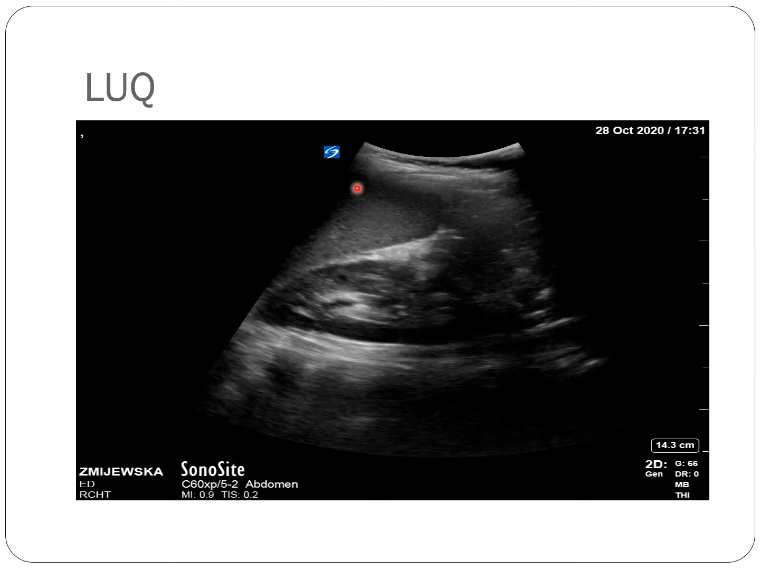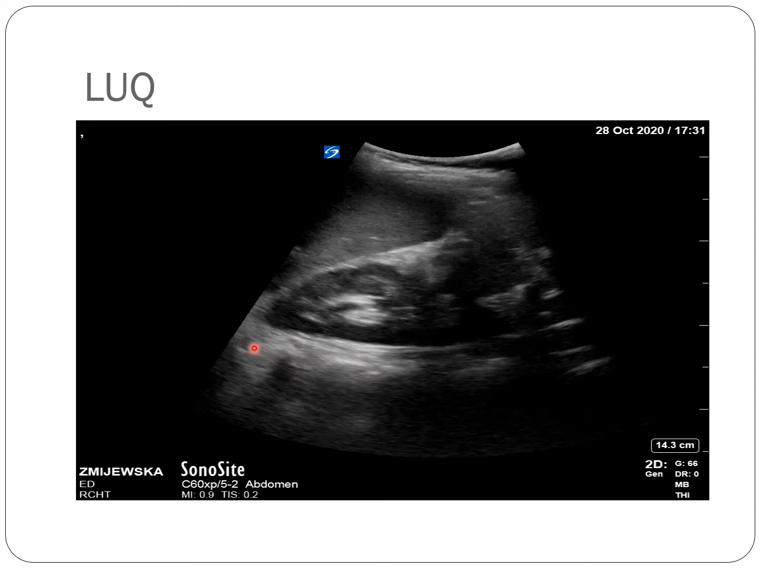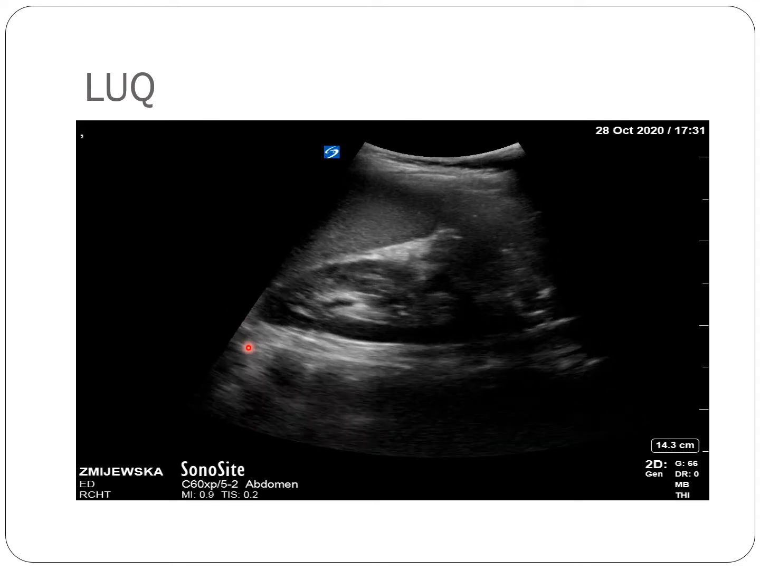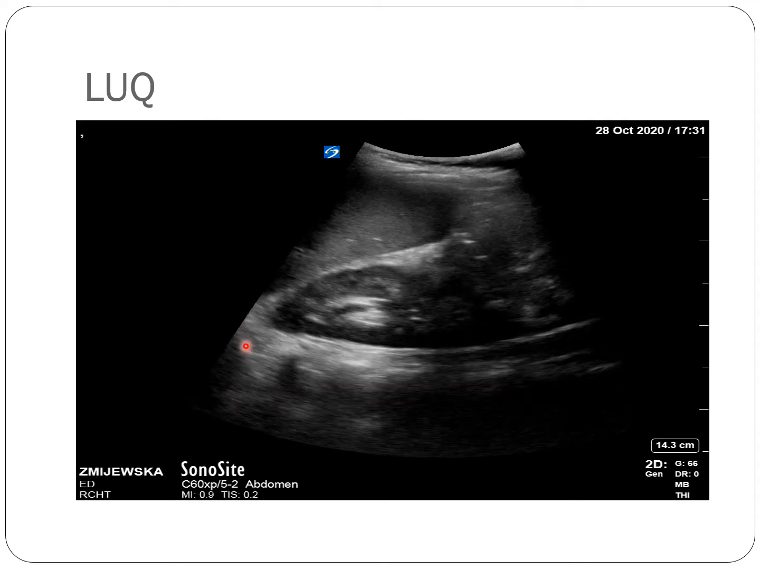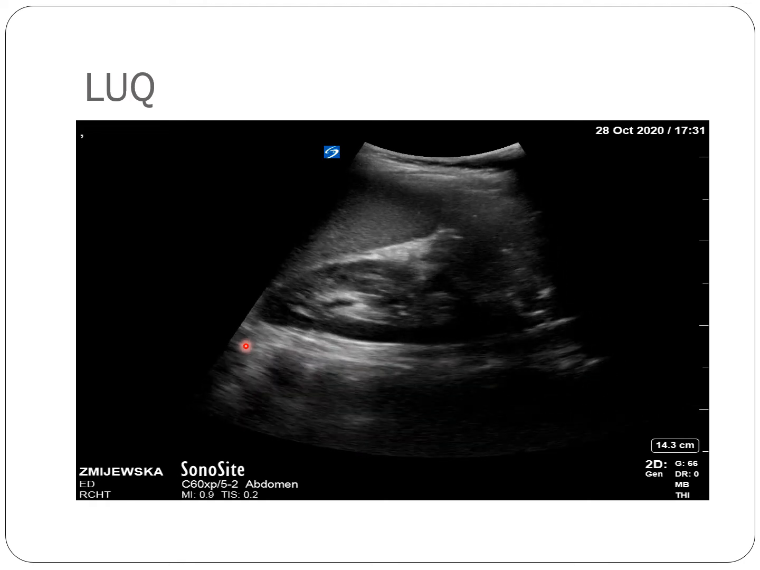And again, you can see the spleen and you can see the left kidney. In this case, the dome of the diaphragm is not clearly visualized, so you cannot exclude free fluid in the pleural space.